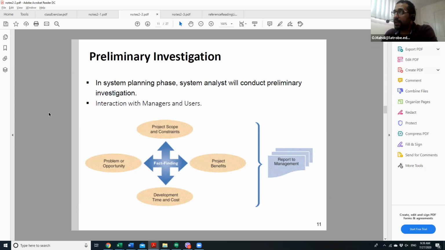Preliminary investigation. In the system planning phase, system analysts will conduct a preliminary investigation that involves, for example, the problem or opportunity, development time and cost, the project scope and any constraints, and the project benefits as well. Everything will be submitted in a report to management, and the analyst will interact with managers and users.